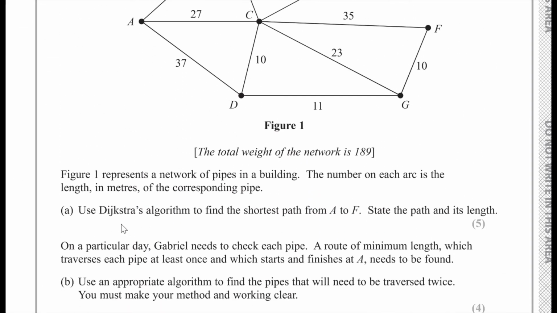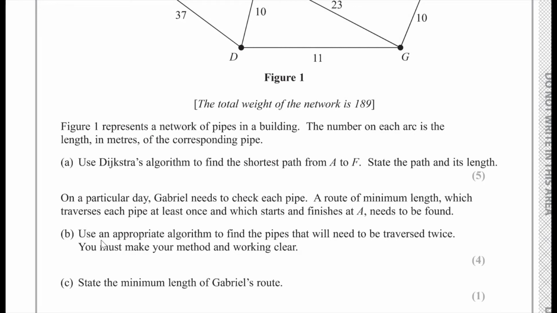And now for part B. On a particular day, Gabriel needs to check each pipe. A route of minimum length which traverses each pipe at least once and which starts and finishes at A needs to be found. We have to use an appropriate algorithm to find the pipes that will need to be traversed twice. You must make your method and working clear. Well, of course, in this question, we would have to use the Chinese Postman algorithm.